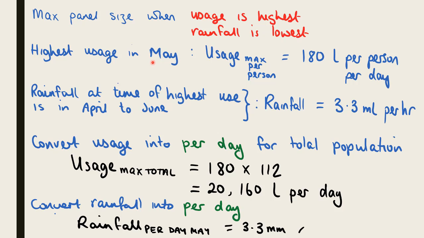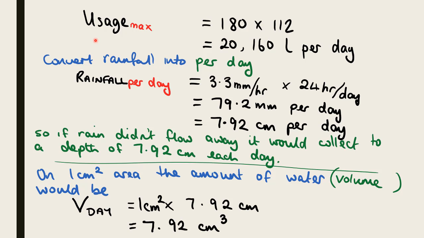Next slide. Usage, maximum, that's what we calculated before, 20,160 litres per day. Let's do the rainfall conversion. Rainfall per day is 3.3 millimeters per hour. You multiply that by 24 hours per day, you end up with 79.2, and the units end up being in millimeters. Basically just multiply 24 by 3.3.